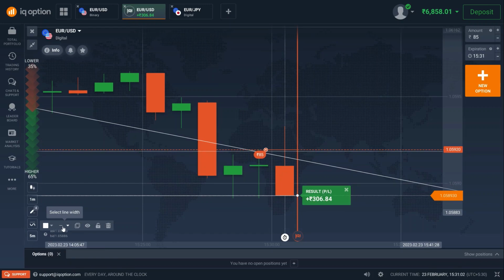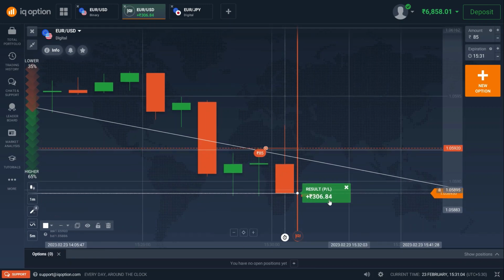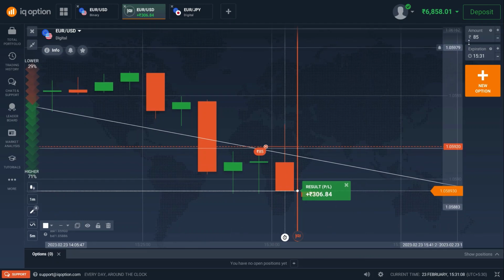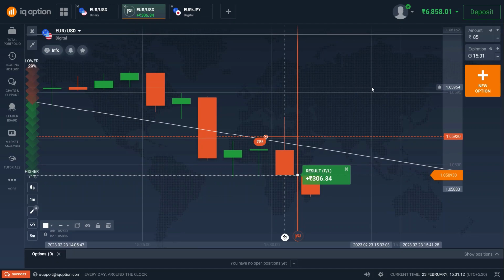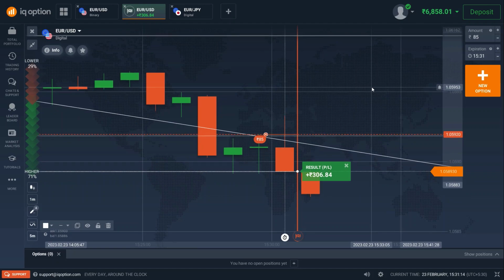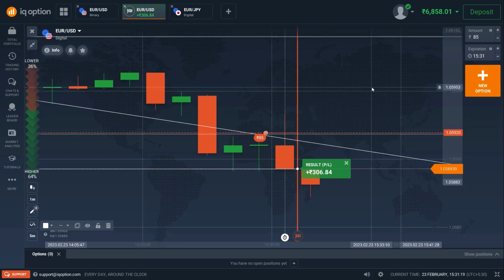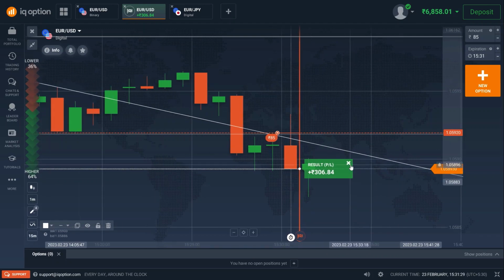As you can see, we ended up in a profitable state with 306 rupees. So the previous trade that we lost was for 85 rupees, and the 5-minute trade that we lost was 170. So we are in a profit of around 50 rupees for today. That should be fine as we did not close our day in negative.